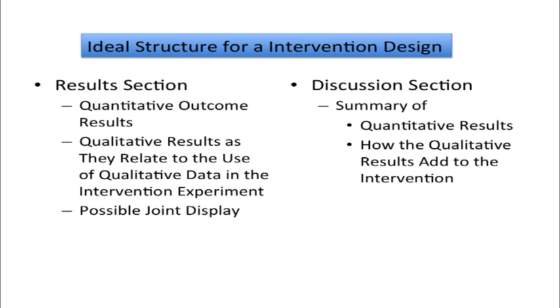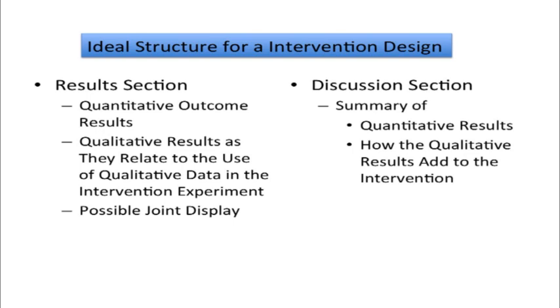I think the results section would start with first the quantitative outcome results. What were the outcome results of the experiment? That's the most important part of this. And then that would be followed by how the qualitative results were put into the experiment and the types of findings that the researcher learned.